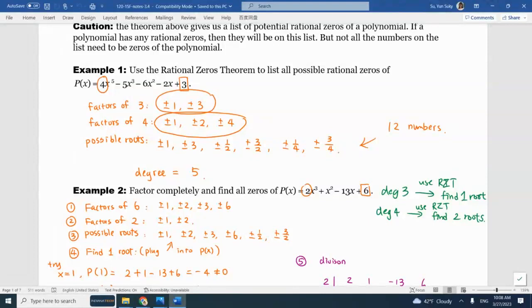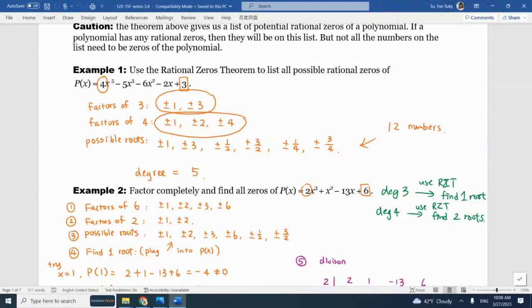So you have 12 numbers, but this is a polynomial of degree 5. Degree is the highest power in the polynomial formula, right? So that's why the degree is 5, which means we have at most 5 roots, okay? And we have 12 numbers. So that means not all of those numbers are roots of this polynomial.